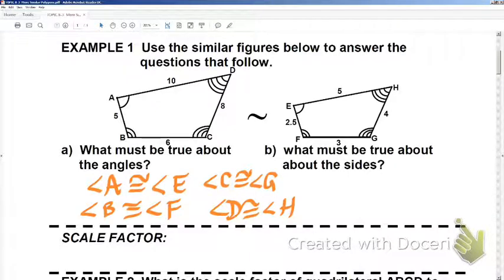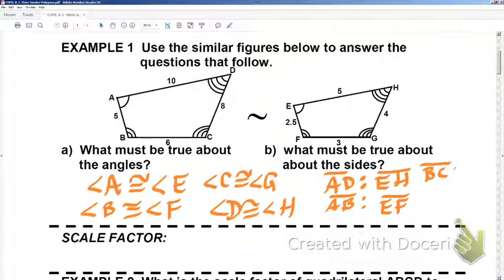So B, what must be true about the sides? Well, the sides are going to be proportional. Just like I said before, side AD is proportional to, and I'm going to use a semicolon just to show that they're proportional to each other. So AD is proportional to side EH. Side AB is proportional to side EF. Side BC is proportional to FG. And side DC is proportional to side HG. And I put my line segment symbols because they're line segments.